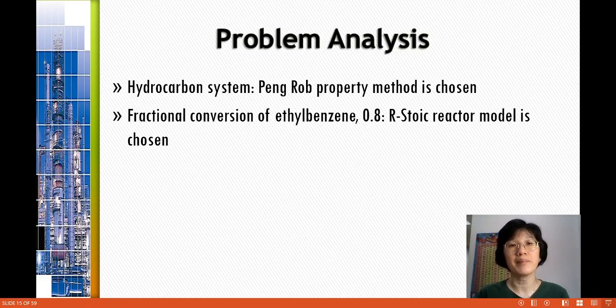It is a hydrocarbon system, and this justifies the selection of Peng-Robinson. Why is Peng-Robinson suggested to you? Because it's a hydrocarbon system involving ethyl benzene, styrene, and also hydrogen. And in this question, the conversion of ethyl benzene given to you is 0.8, right? Based on this, you know that you can use RStoic to solve the chemical reaction engineering problem. Remember just now, RStoic can allow you to perform the calculation of heat of reaction as well as the product selectivity.